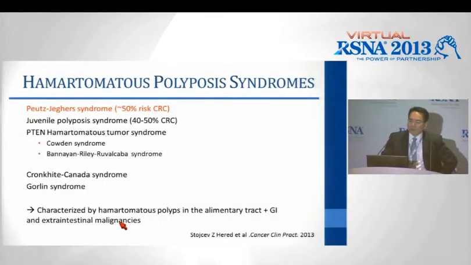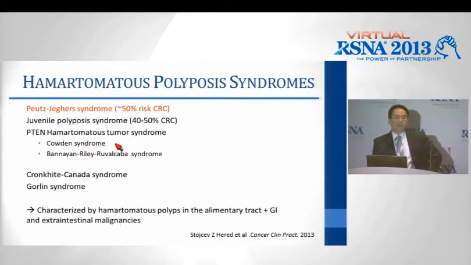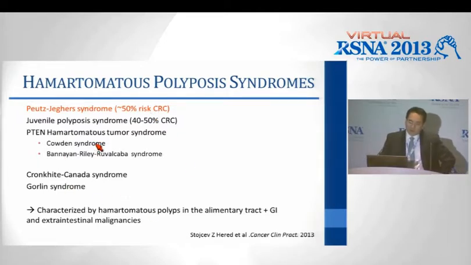Finally, I'm going to talk about hamartomatous polyposis syndromes. There are many of them, but only the first two really have a significant risk of colon cancer. We talk about Peutz-Jeghers, which is the most common one, with about a 50% risk of colon cancer. Juvenile polyposis syndrome, about 40 to 50%. And then we have the following, which are Cowden, Bannayan-Riley-Ruvalcaba syndrome, Cronkhite-Canada, and Gorlin syndrome. So they're characterized by hamartomatous polyps throughout the GI tract, as well as extraintestinal malignancies, just like our other syndromes.